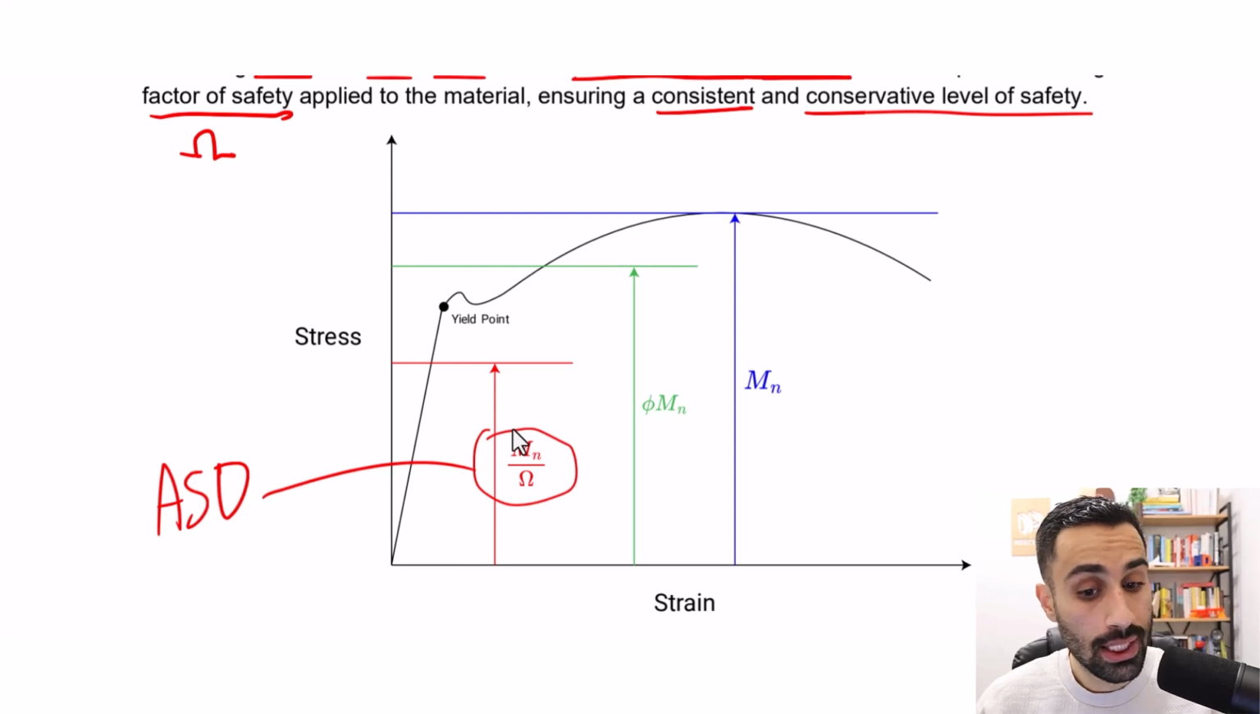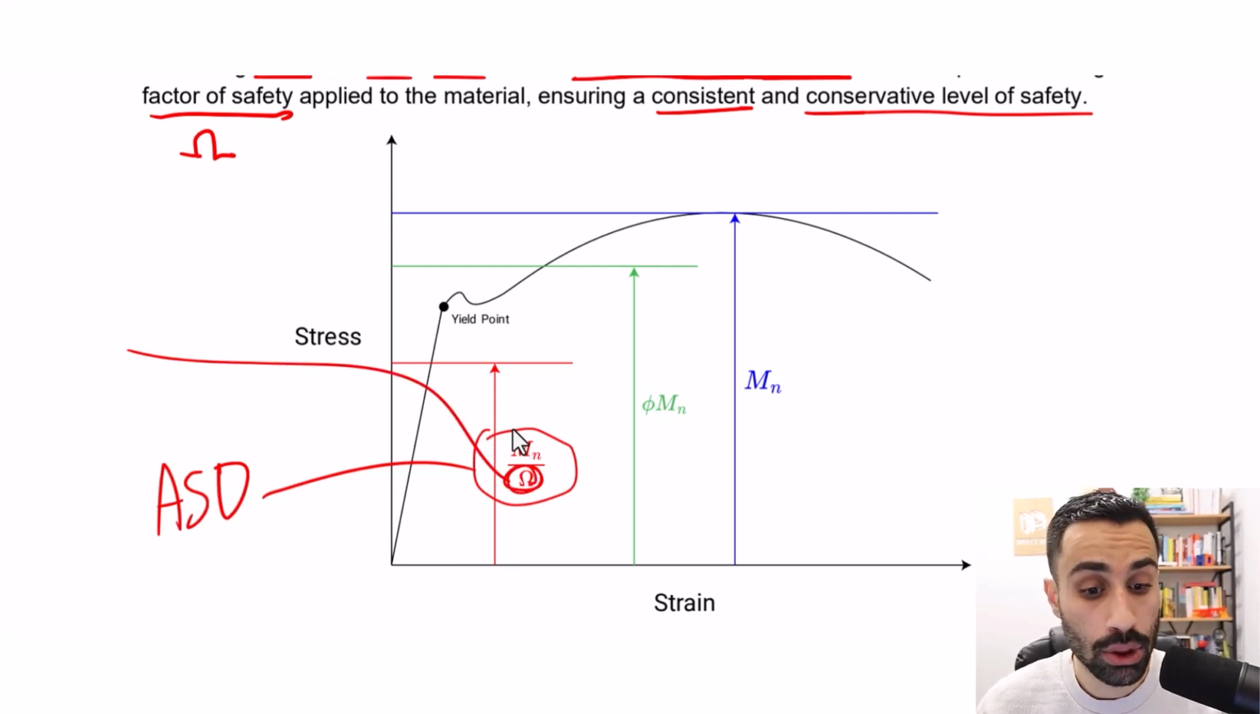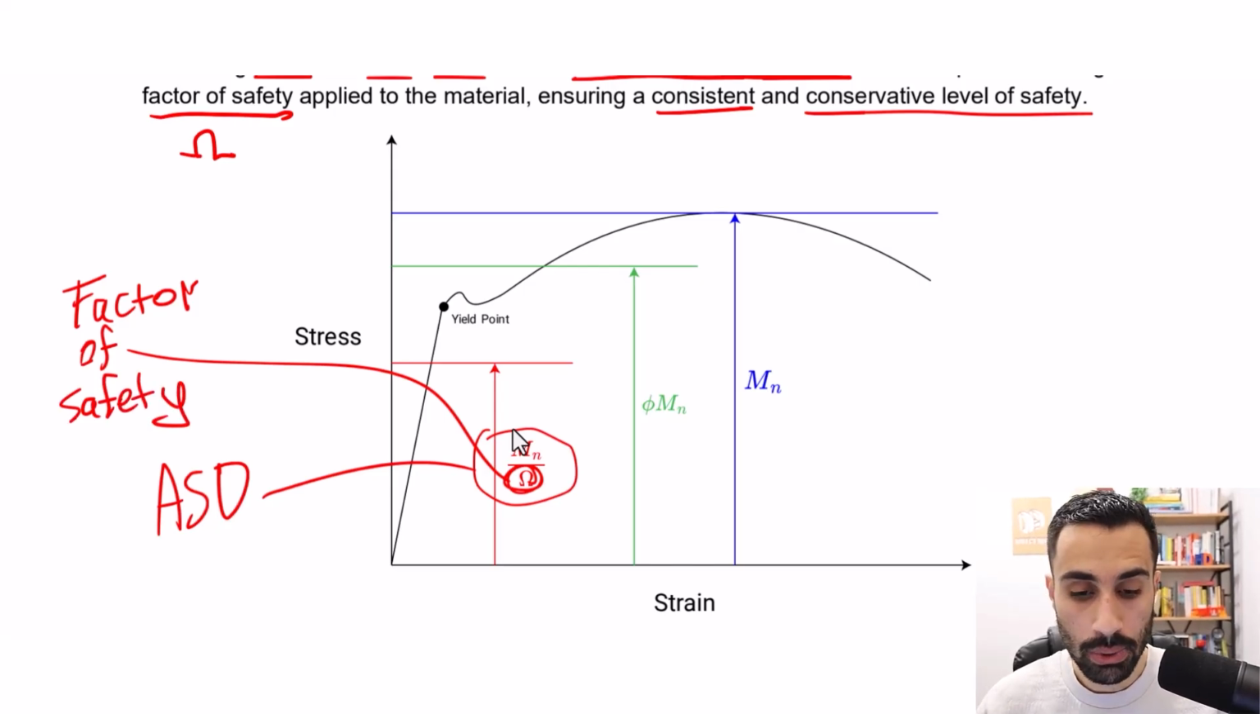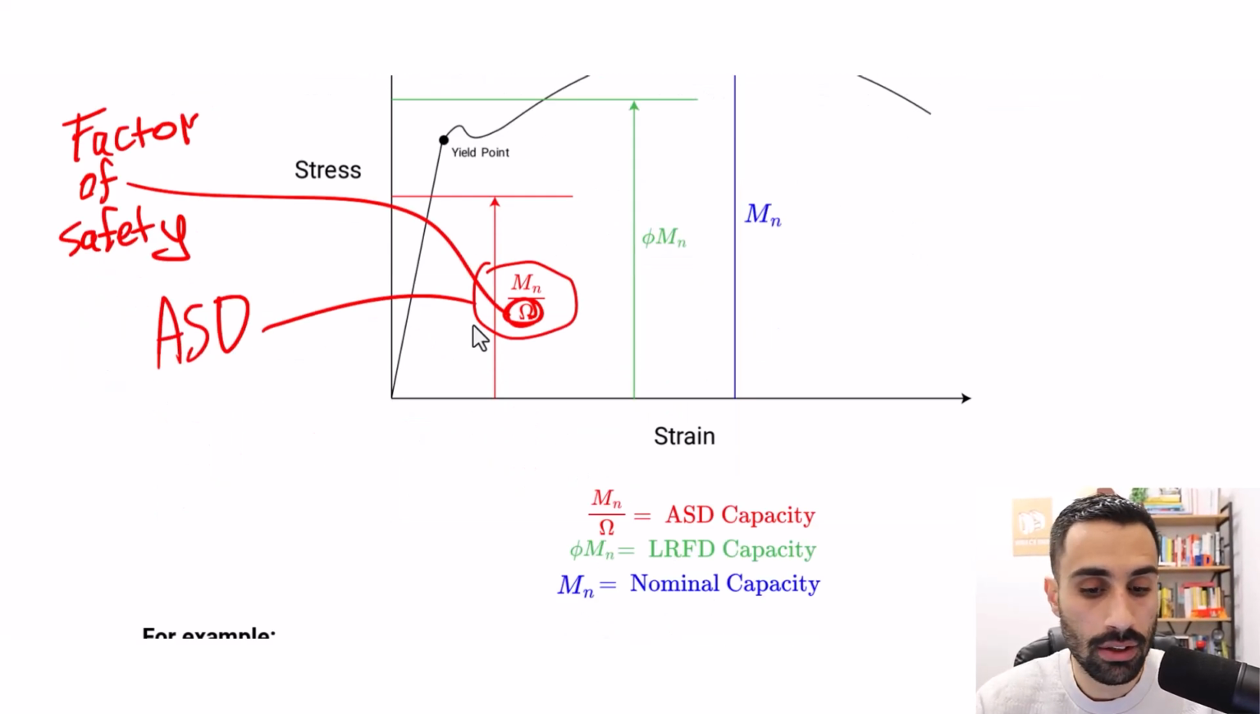And note, look at this. We always divide by that omega. This right here is like a factor of safety. It is a factor of safety for the ASD. This one is for LRFD. The resistance factor is phi.